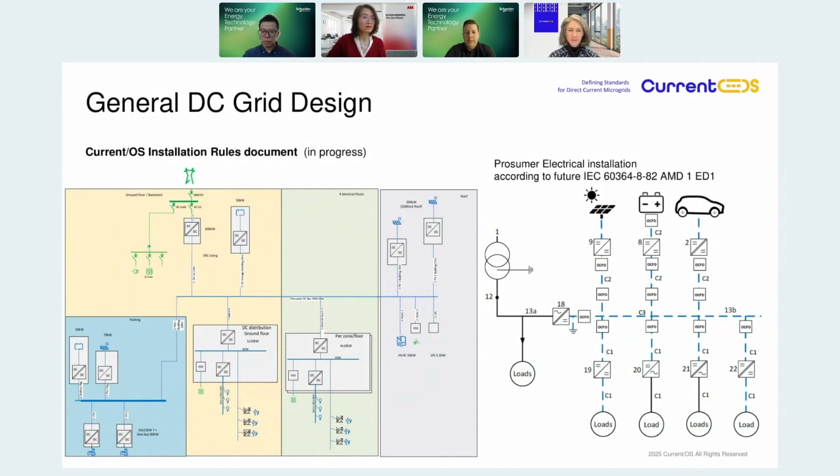About the general DC grid design. The right picture shows again the picture from the IEC 60364-8-82 Amendment 1. But the content of the IEC standard will be very generic. It gives safety recommendations, but no explanations. The left picture is from the CurrentOS installation rules working group, and CurrentOS will provide much more detailed explanations and requirements for technical topics like the wire selection and the loop impedance.